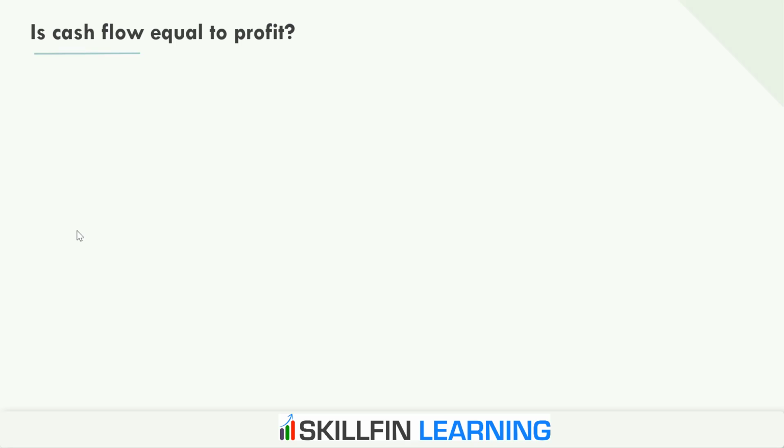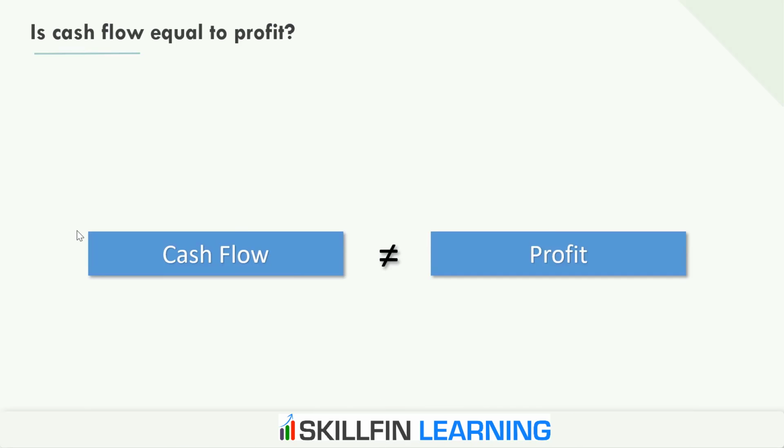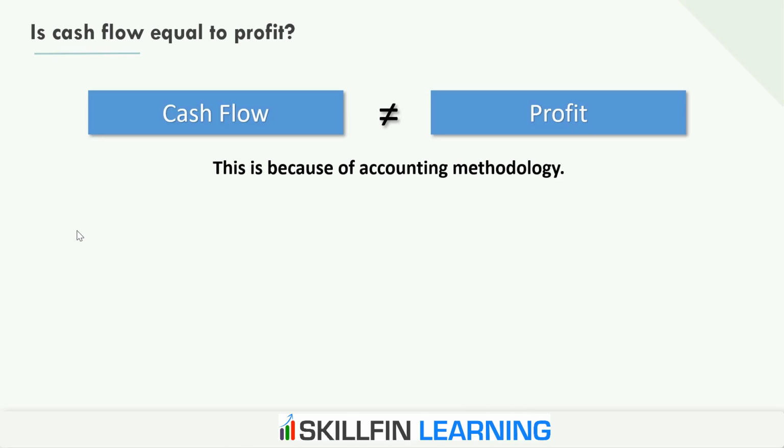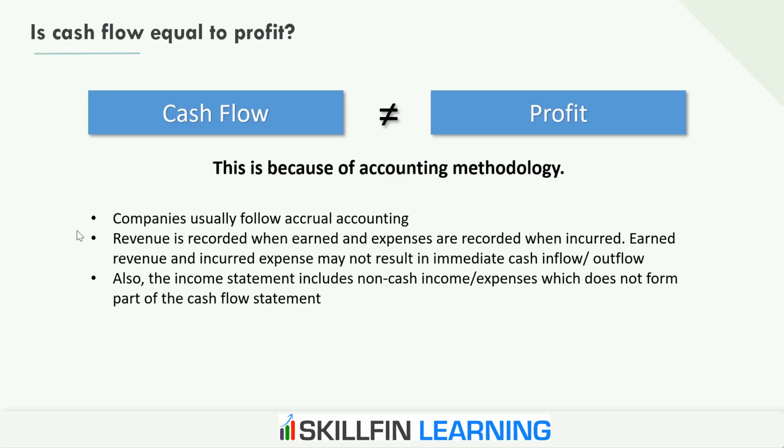Are cash flows equal to net profits reported by the company? The answer is no. This is because of difference in accounting methodology. Companies usually follow accrual accounting method to recognize revenues and expenses. In accrual accounting, revenue is recognized when it is earned and expenses are recognized when they are incurred.